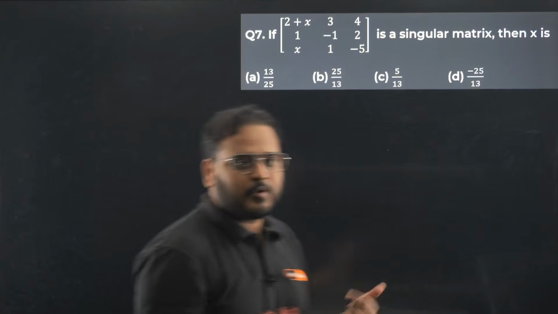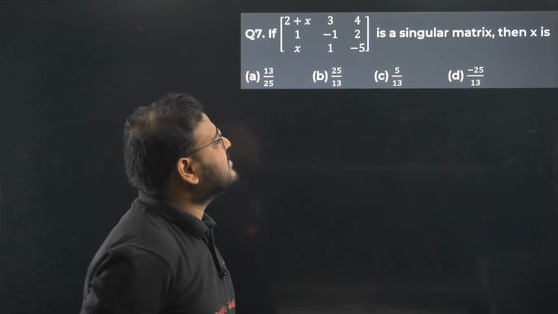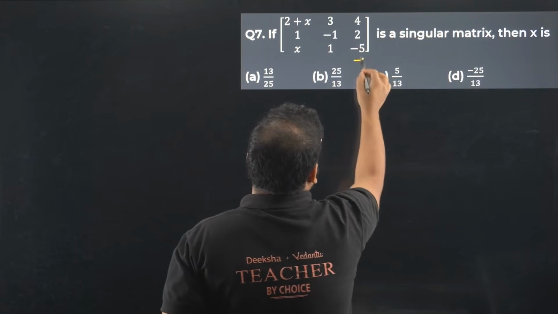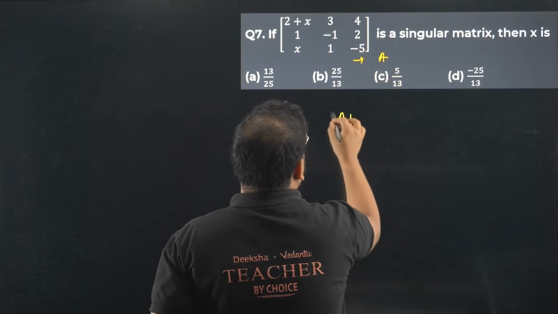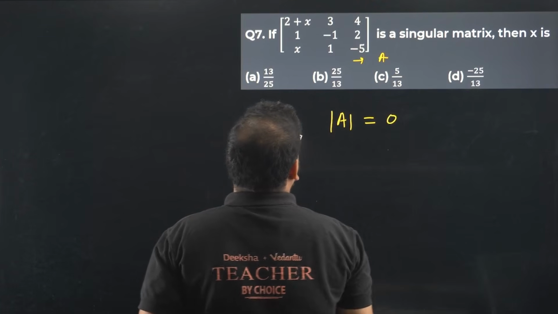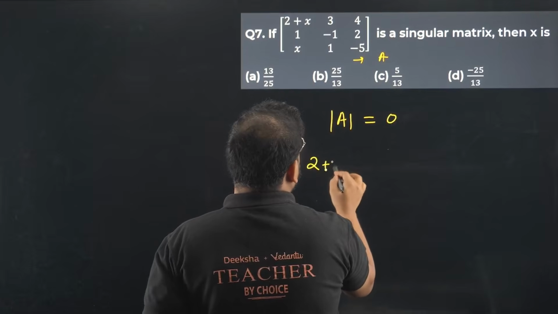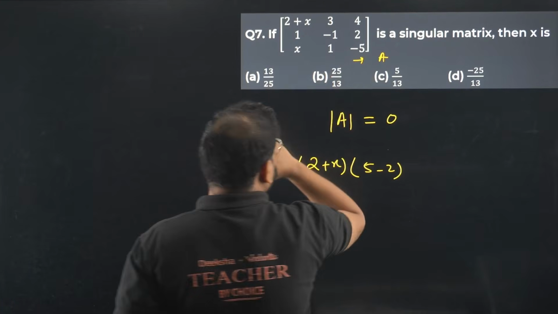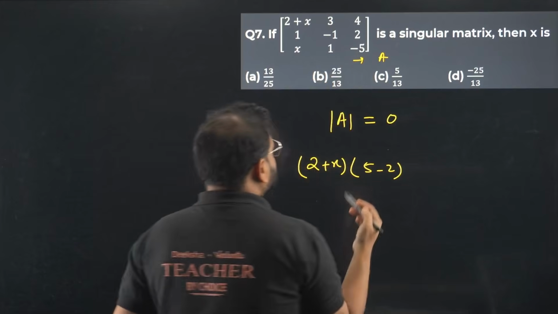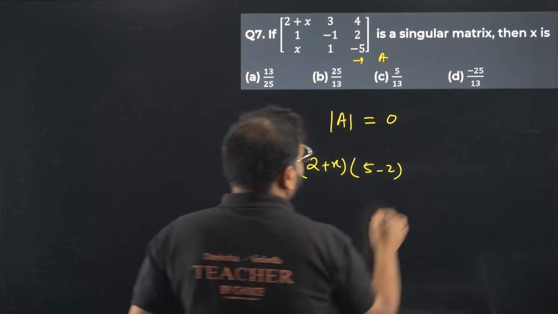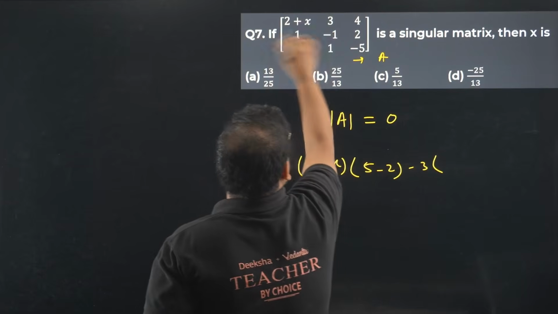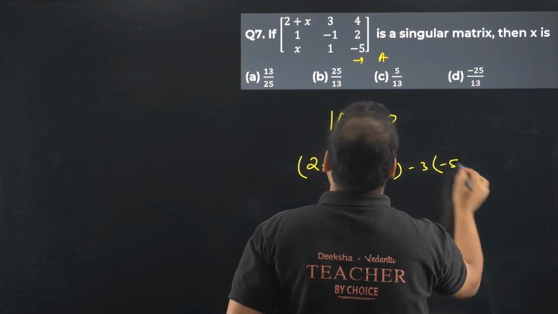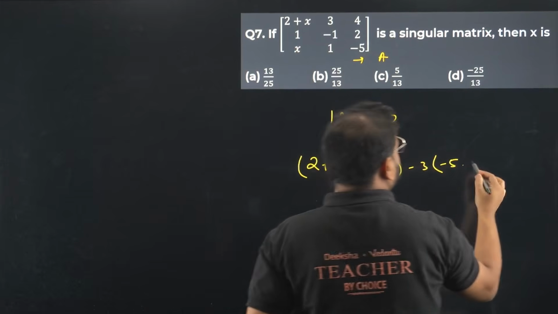Question number 7 now. This is given as a singular matrix, then x is what? What is the meaning of singular matrix? Basically, if I take this to be matrix, let's say A, determinant of A will become equal to 0. Determinant means what? Please check. 2 plus x if I am doing, I'll get 5 minus 2. Minus 1 into minus 5 is 5 and 2 into 1 is 2. There's a subtraction over here. Next we have minus 3. I remove the second column and first row, I get minus 5 minus 2x.